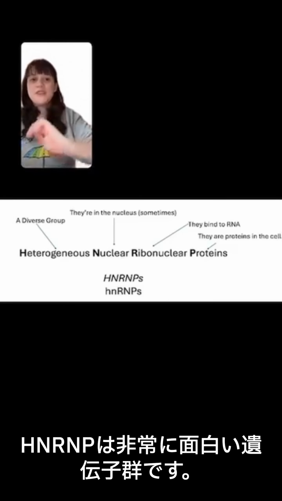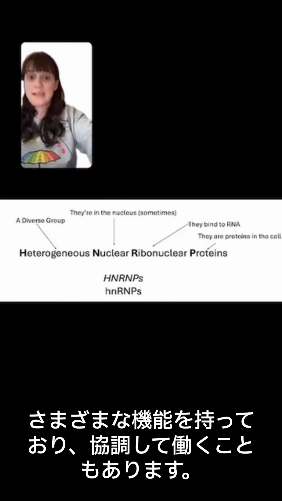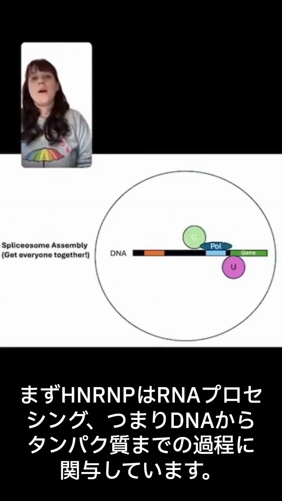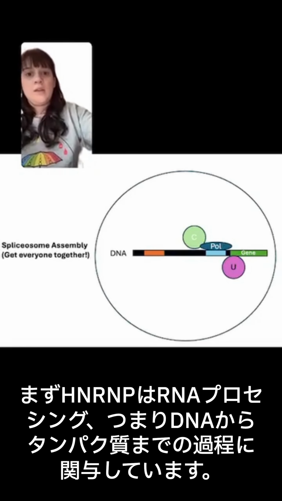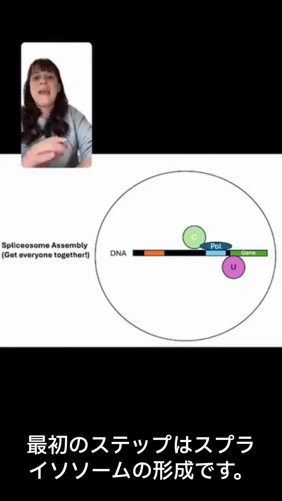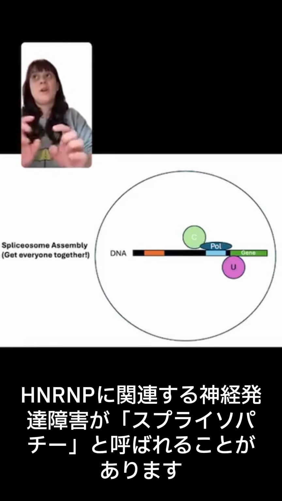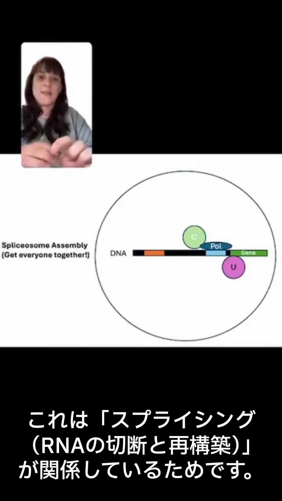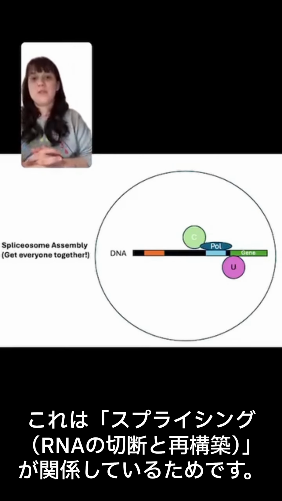And the HNRNPs are an interesting group of genes because they do many things and also can do many things together. And so first, the HNRNPs are involved in RNA processing. And so RNA processing is basically from the DNA all the way through to the protein. And the first step is spliceosome assembly. And so you may hear someone call an HNRNP-related neurodevelopmental disorder a spliceopathy, and that's because it's related to splicing, which is cutting up genes to make them into the version we're going to express.